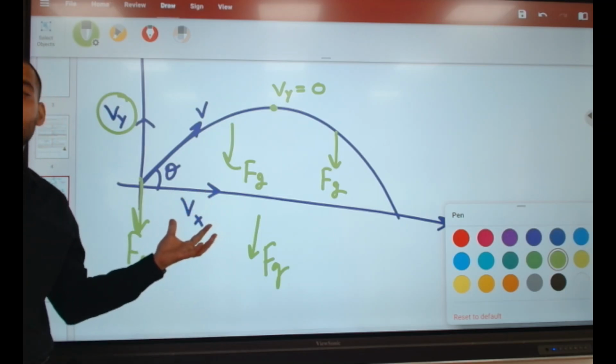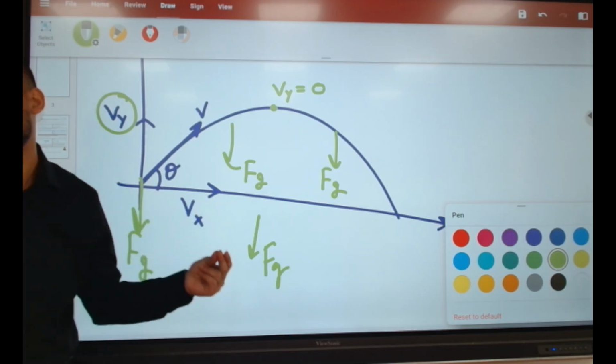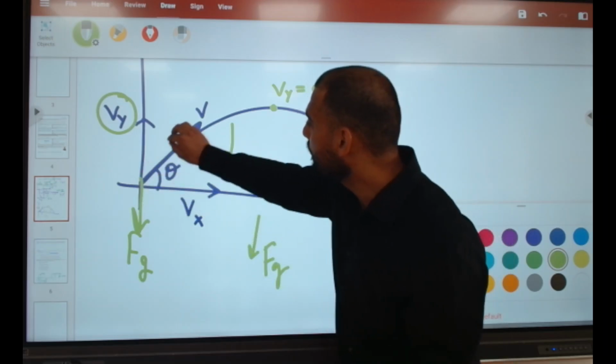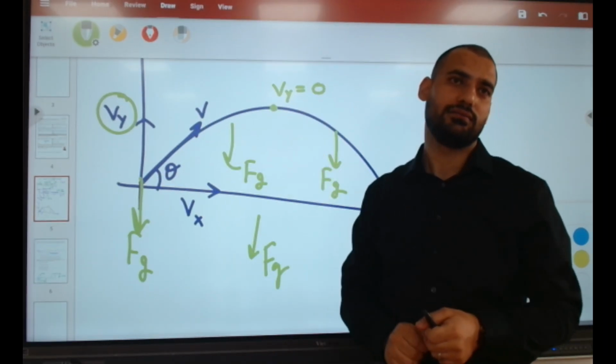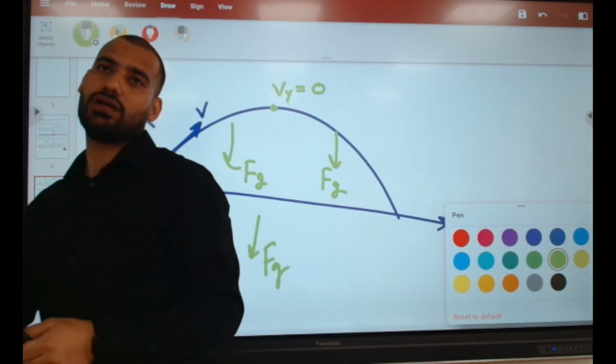Will Vx change in magnitude? Then direction. Is that fine? This will change the direction. This is the reason that the path is parabolic. Is that clear? So we have forces, but then we have two velocities.